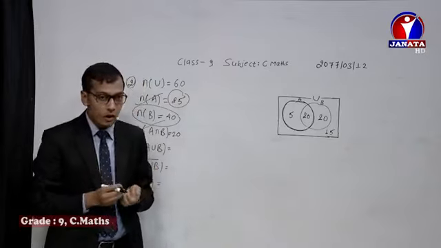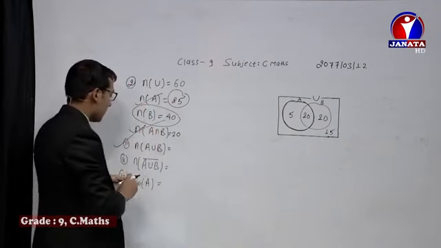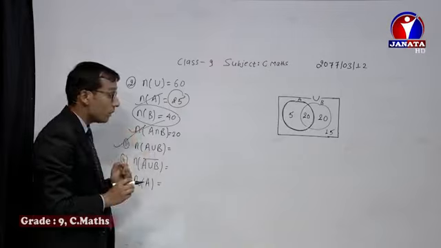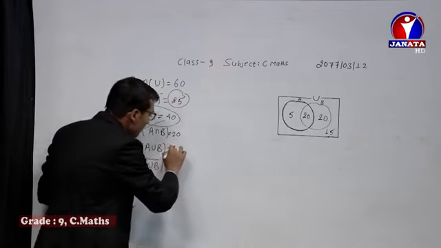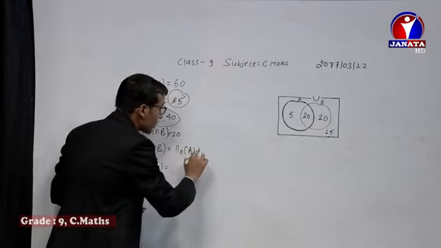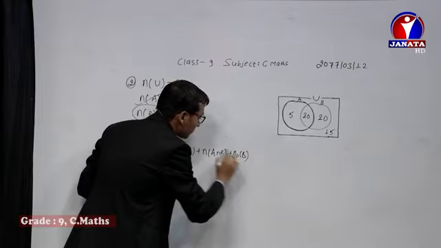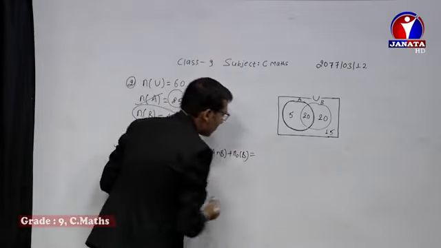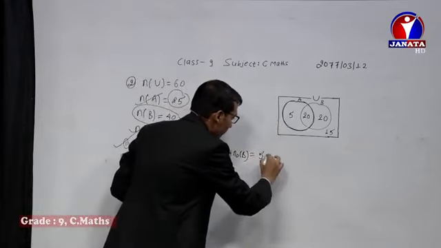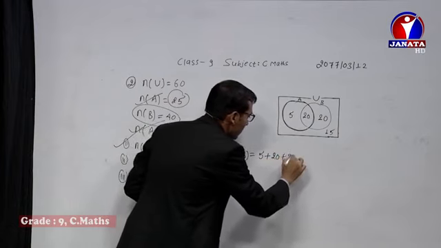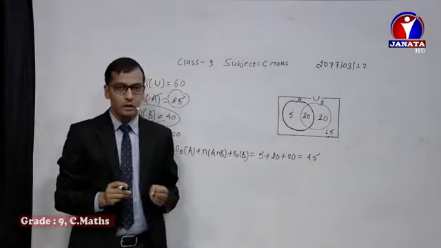There is another process. We can use a direct formula to find all these cardinalities, like n of A union B. What is n of A union B? Now with the help of this diagram, we can find n of A union B. So n of A union B is n only A plus n of A intersection B plus n only B. So n only A is 5, 5 plus intersection 20 plus n only B 20, this is 45. n of A union B is 45.